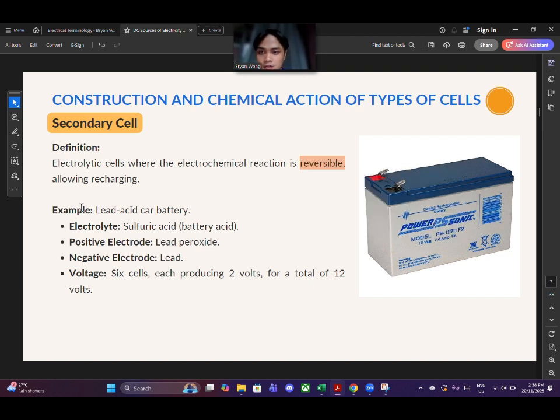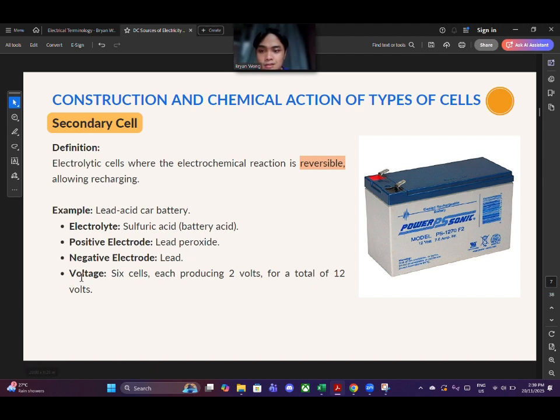An example of a secondary cell we can see is a lead acid car battery. In your car it uses a lead acid battery. The electrolyte in a secondary cell is made up of sulfuric acid, known as battery acid, and the positive electrode in the secondary cell is usually made of lead peroxide, and the negative electrode in the secondary cell is made of lead.